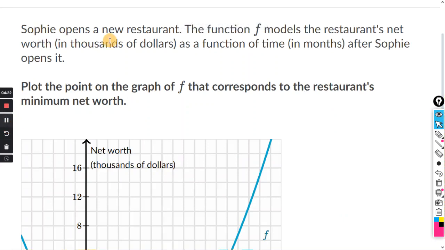All right, Sophie opens a new restaurant. The function f models the restaurant's net worth in thousands of dollars as a function of time in months after Sophie opens it. Plot the point on the graph that corresponds to the restaurant's minimum net worth.